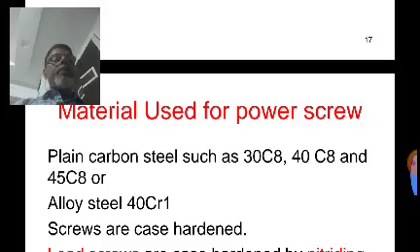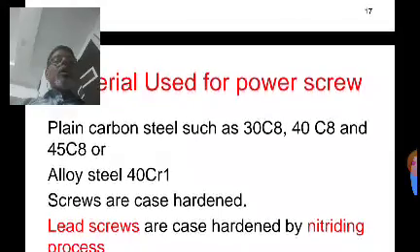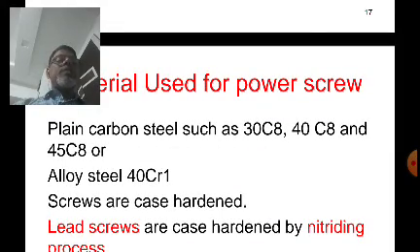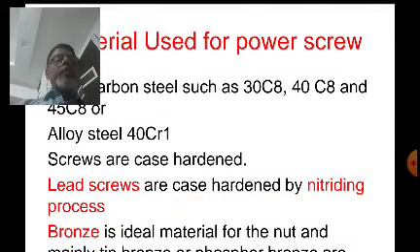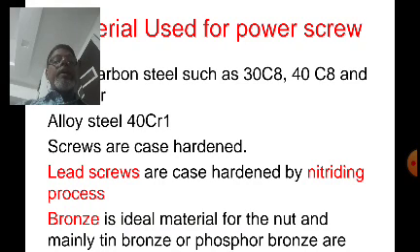In design, again we require to decide which type of material we should use for the power screw. Most of the time we use plain carbon steel such as 30C8 or 30C, 40C. In many design data books we write like this only: 30C, C40 or C45, or 45C8, right? Sometimes, where you want something stronger, we use alloy steel, but most of the time we use plain carbon steel, and the screws are case hardened. So lead screws are case hardened by the nitriding process.